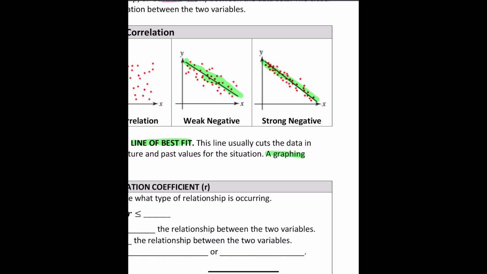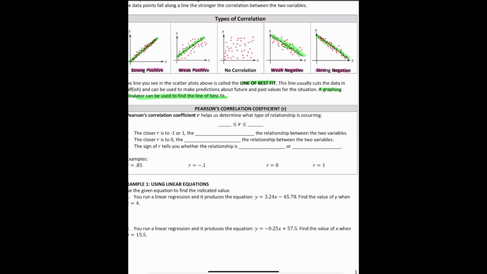And here we can see that both of these graphs are trending negatively. So this one right here is a weak negative because not all the points are close to the line of best fit, but the one to the right here, it shows all the points are very, very close to that line of best fit. So here we have a weak negative, and then we have a strong negative. So before we talk more about that, we need to go ahead and talk about this. It's called Pearson's correlation coefficient R.